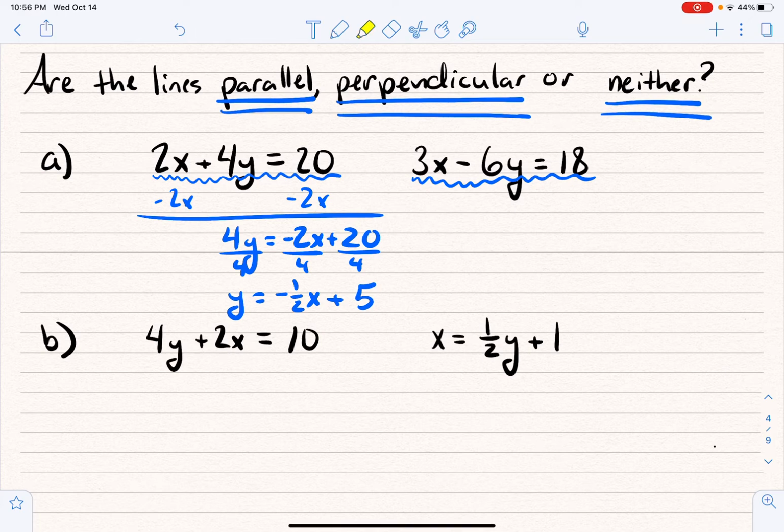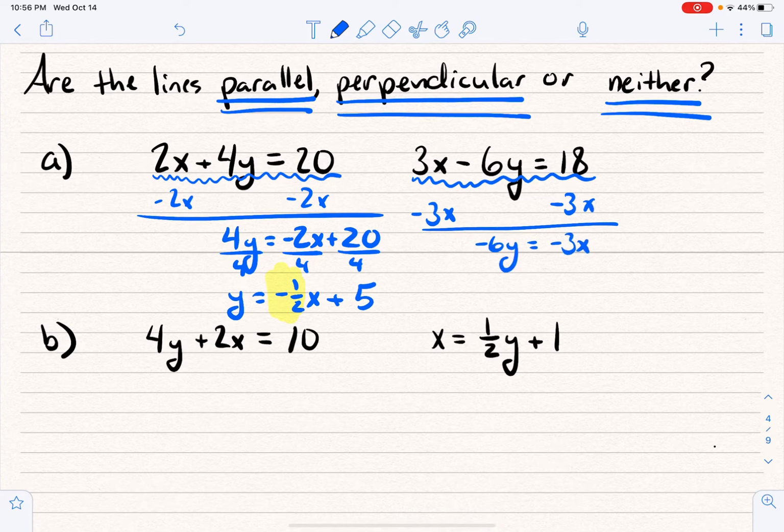So the slope of this first one is negative 1/2. On the second one, do the same thing. Subtract 3x from both sides, and I would get negative 6y is equal to negative 3x plus 18, and divide everything by negative 6.